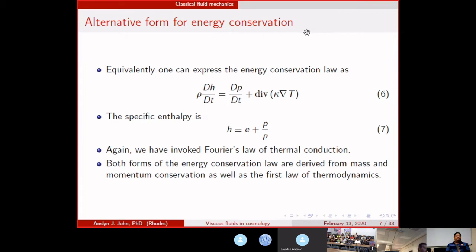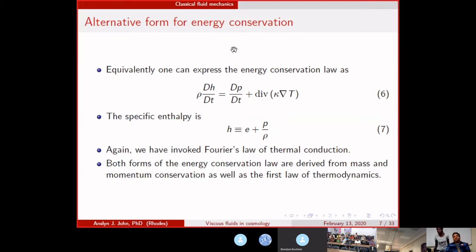Okay, so we have alternative forms for the energy conservation law. Instead of using equation 4, it's often convenient to use equation 6, which looks quite similar. Here, the fundamental variable is the specific enthalpy h, which is given by expression 7, e plus P over rho. The enthalpy is an indication of the thermodynamic energy available with heat. This enthalpy form of the energy law is very useful when you have dissipative systems. So forms 6 and 4 are commonly used. And again, this term with the divergence of the temperature gradient appears, and so Fourier's law has been invoked as well.